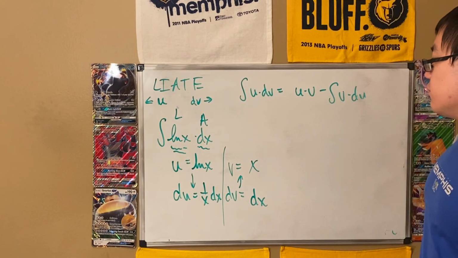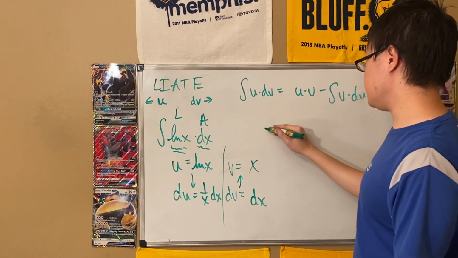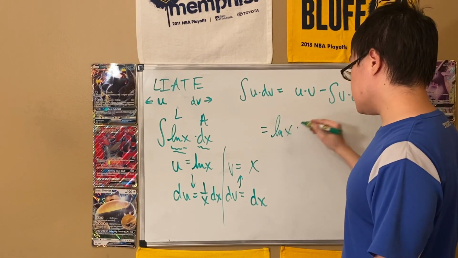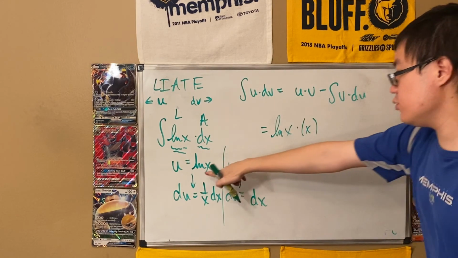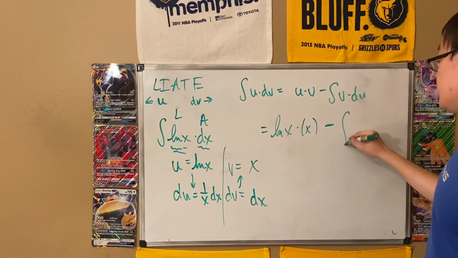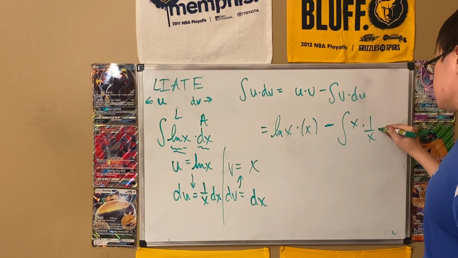So now we're going to perform the formula. u times v minus the integral of v du. So it's going to be ln of x times x. And we'll just write an x here. So u times v minus the integral of v du. x times 1 over x dx.